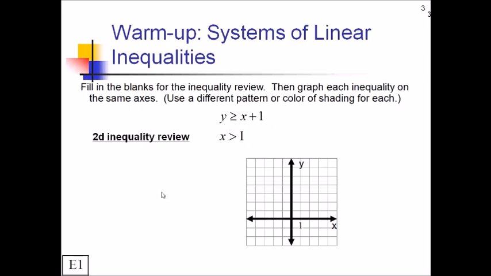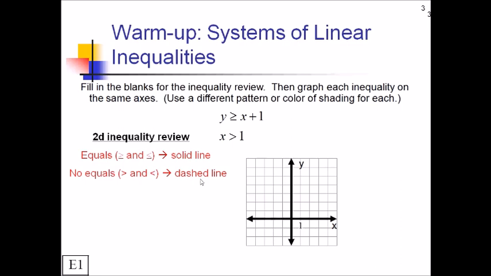So remember, there's two types of lines and dots. When you have an equals in your inequality, either greater than or equal to or less than or equal to, we have a solid line and solid dots. No equals, we're just going to use less than or greater than and a dashed line for that.